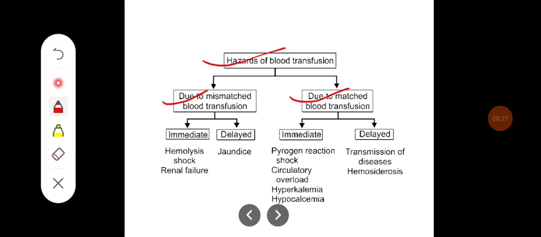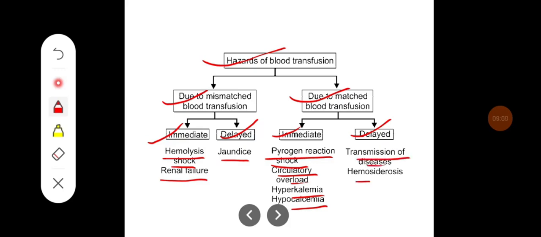Because of the mismatched blood transfusion, there can be immediate effects and delayed effects. Immediate effects are hemolysis, shock, and renal failure, whereas the delayed effect is jaundice. Due to the matched blood transfusion, there can again be immediate manifestations or delayed manifestations. Immediate complications are pyrogen reaction, shock, circulatory overload, hyperkalemia, and hypocalcemia, whereas delayed complications are transmission of diseases and hemosiderosis.